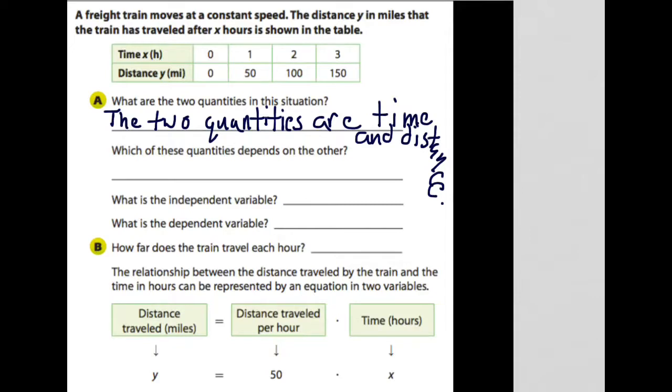Which of these quantities depends on the other? So distance, how far this person is traveling in the freight train, depends on the time that that person's in the freight train. So distance depends on time. So if it's 1 hour, it's only going to be 50 miles. If it's 2 hours, it's 100. The distance is dependent upon the amount of time that you're in the train.